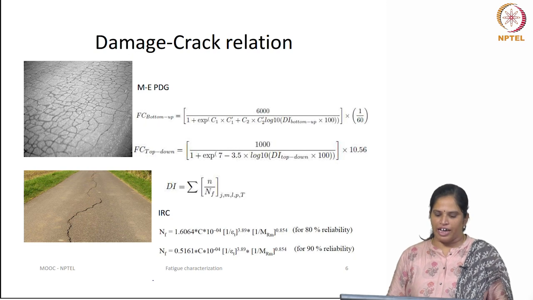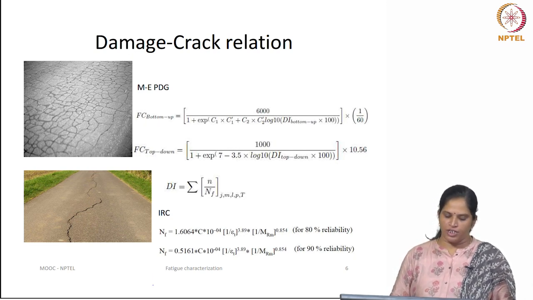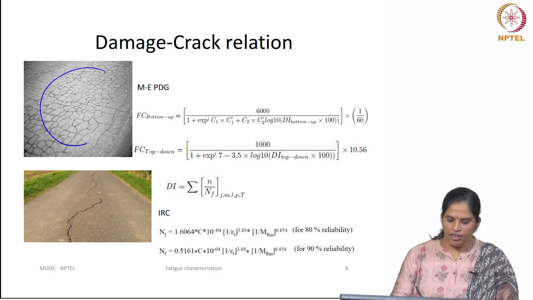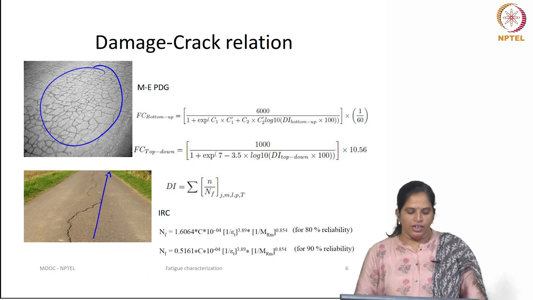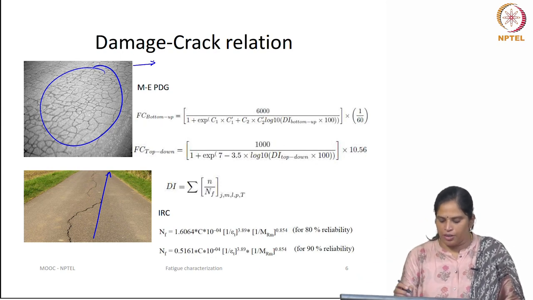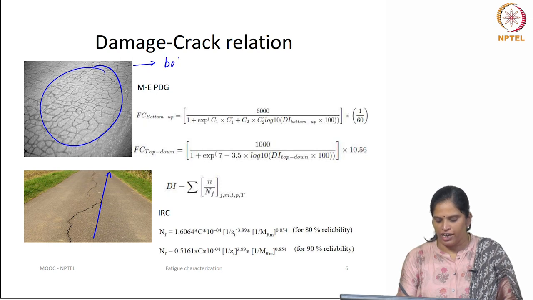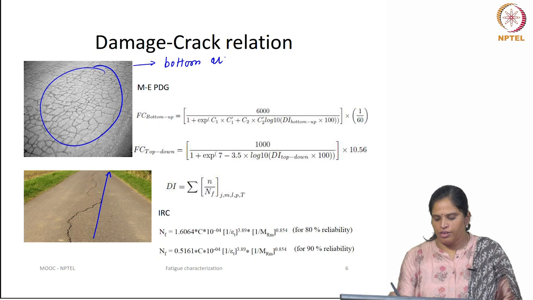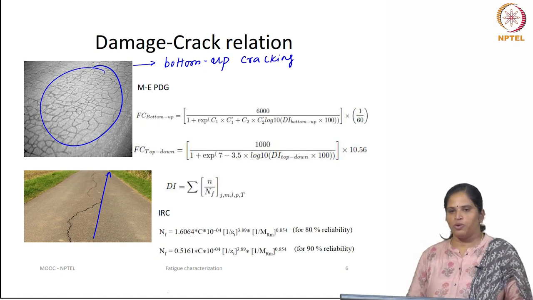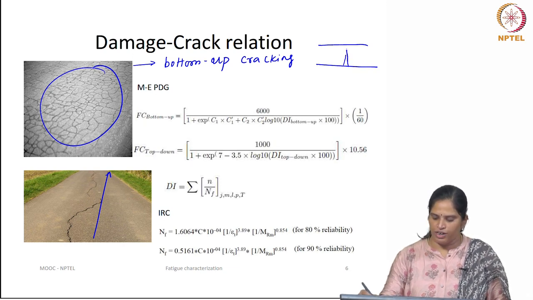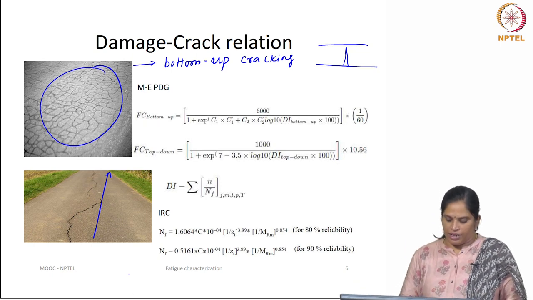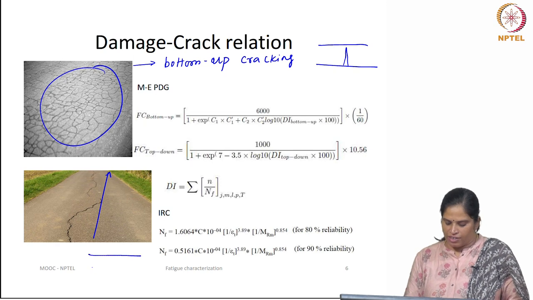When you see a cracked or damaged pavement, you can see two types of crack. One is a group of cracks like this, which we call an alligator crack, and the other is a longitudinal crack on the pavement. This alligator crack is said to initiate from the bottom of an asphalt layer, and we call it bottom up cracking. So, the crack initiates from the bottom of the asphalt layer and propagates to the top. The longitudinal cracks initiate from the top of an asphalt layer and propagate downwards.